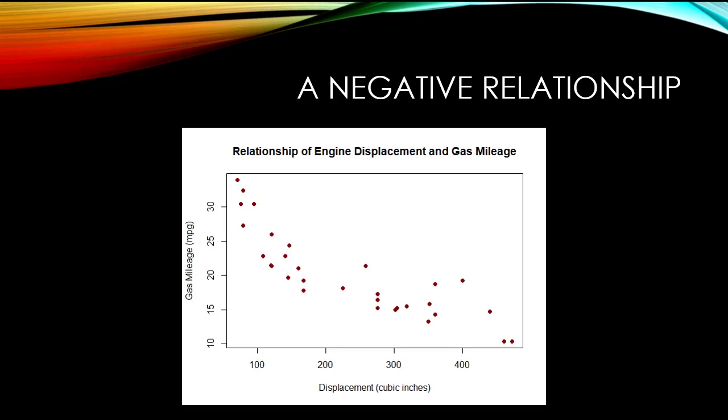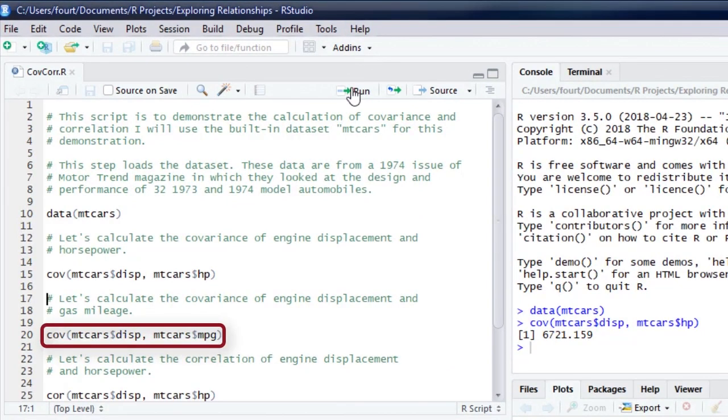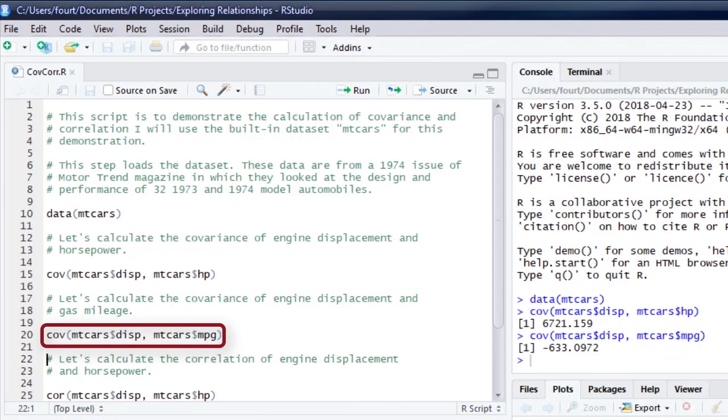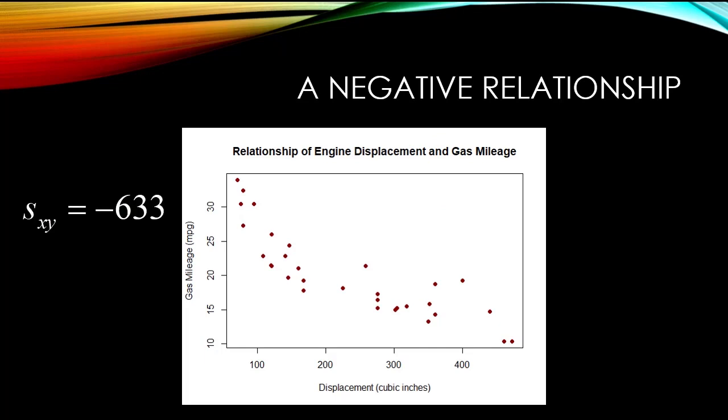Here's a scatter plot with a negative relationship. Let's calculate the covariance of displacement and gas mileage. It is negative 633. We should not be surprised that we obtain a negative covariance because the scatter plot clearly shows a negative relationship.